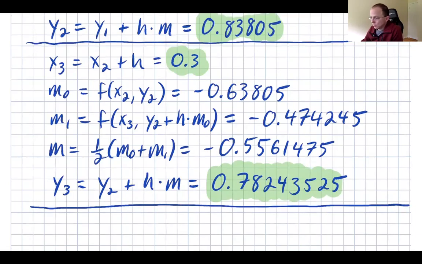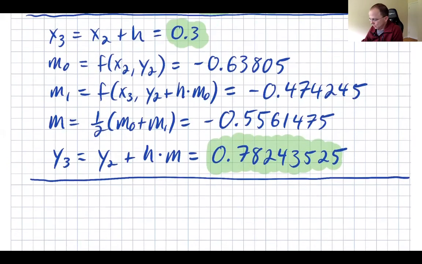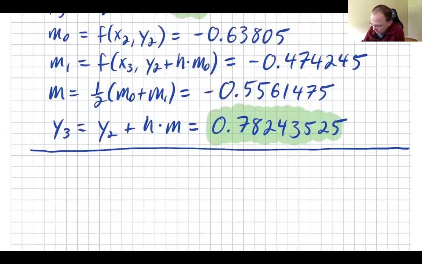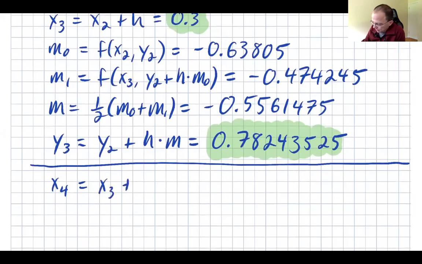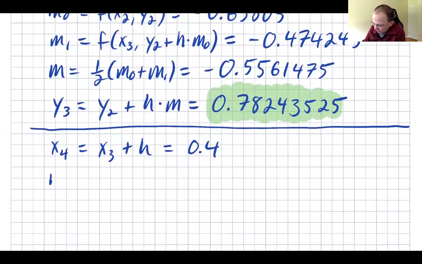Okay, so good. Okay, next, x4 is x3 plus h, which is equal to 0.4. M naught is f of x. So this is going to be the current point, right? So x3 and y3.